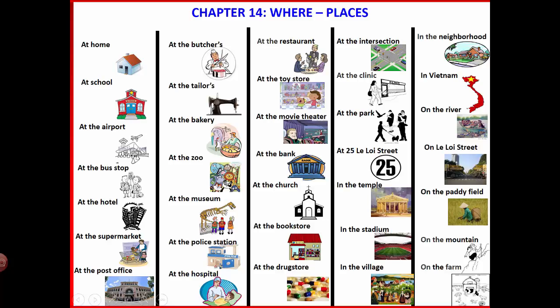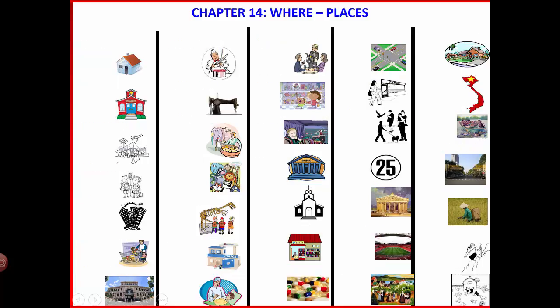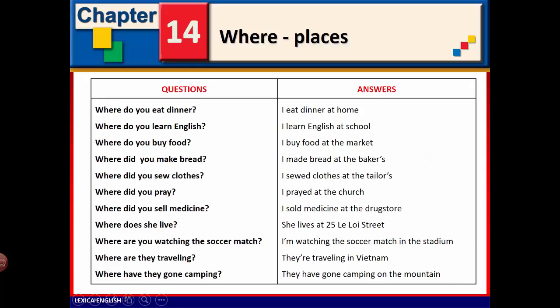Where? In the village. Alright, in the neighborhood. In Vietnam. On the river. On Lillard Street. On the paddy field. On the mountain. On the farm. Where? In the neighborhood. Where? In Vietnam. Where? On the river. Where? On Lillard Street. Where? On the paddy field. Where? On the mountain. Yes. Now repeat, class.